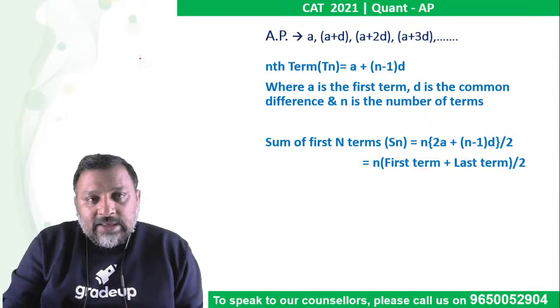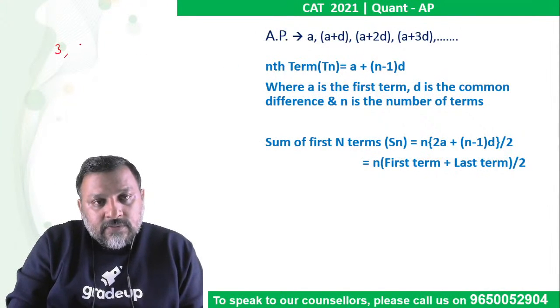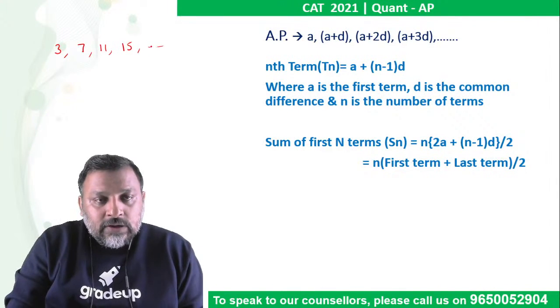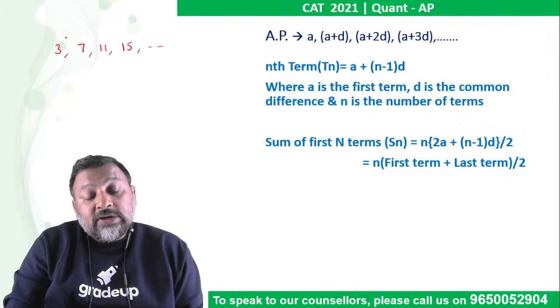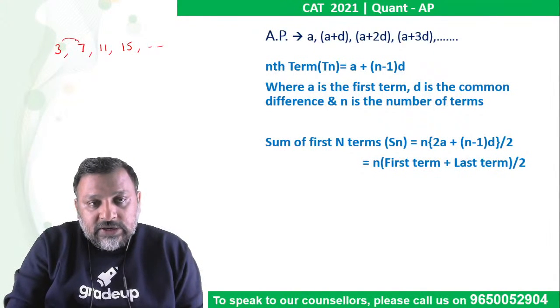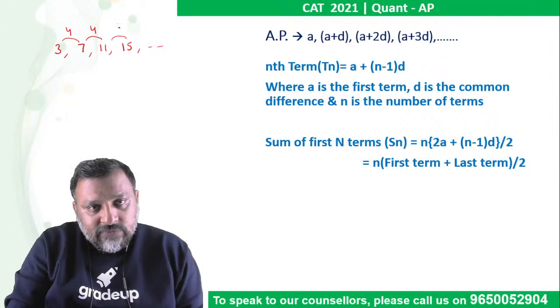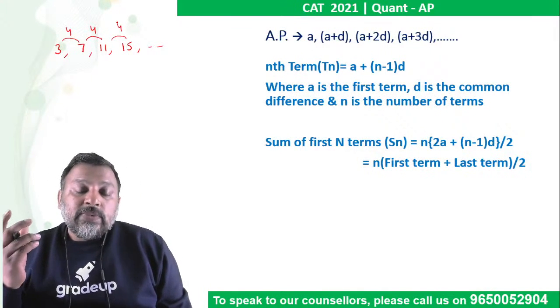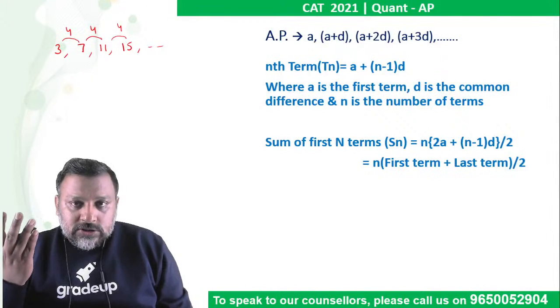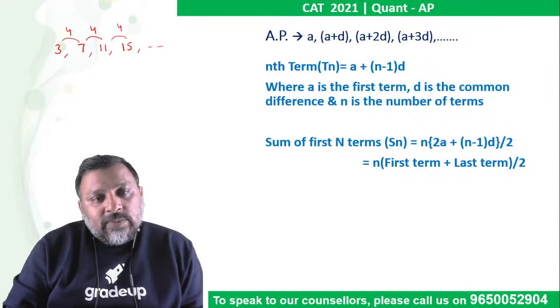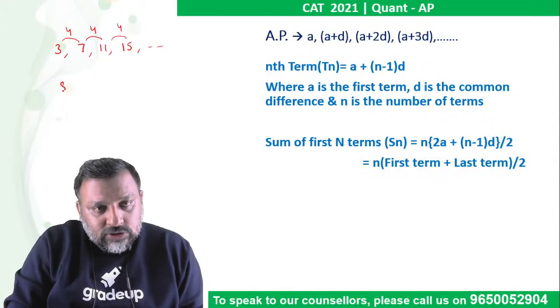So, a series like this: 3, 7, 11, 15, and so on. If I look at this series, the difference between consecutive terms, the difference between these two is 4. Again, the difference is 4. Again, the difference is 4. So, if the difference between consecutive terms is a constant, then it is an arithmetic progression. So this is also an example of arithmetic progression.